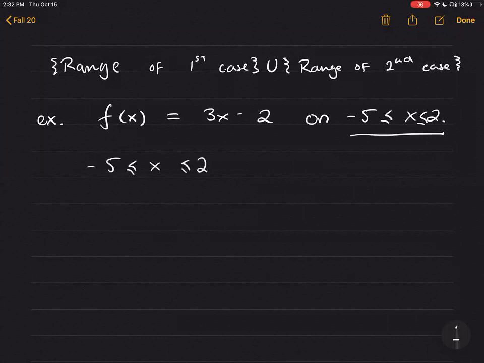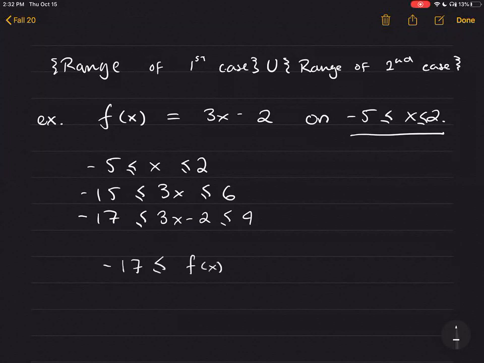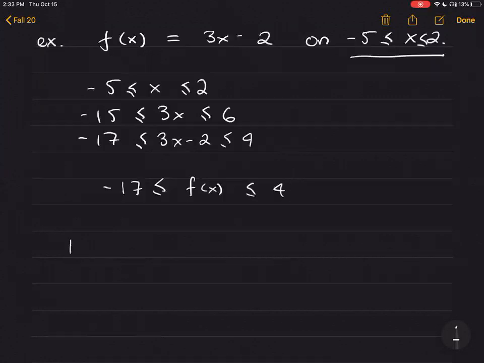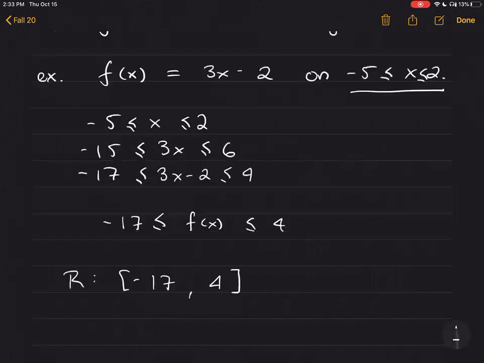And then I'm going to multiply everything by 3. So I get -15 less than or equal to 3x less than or equal to 6. And then I'm going to subtract 2 from everything. So I get -17 less than or equal to 3x minus 2 less than or equal to 4. But that's our function. So we have -17 less than or equal to our function less than or equal to 4. So our range is going to be -17 to 4 inclusive. So that's how you find the range of something where you have a restricted domain like this.